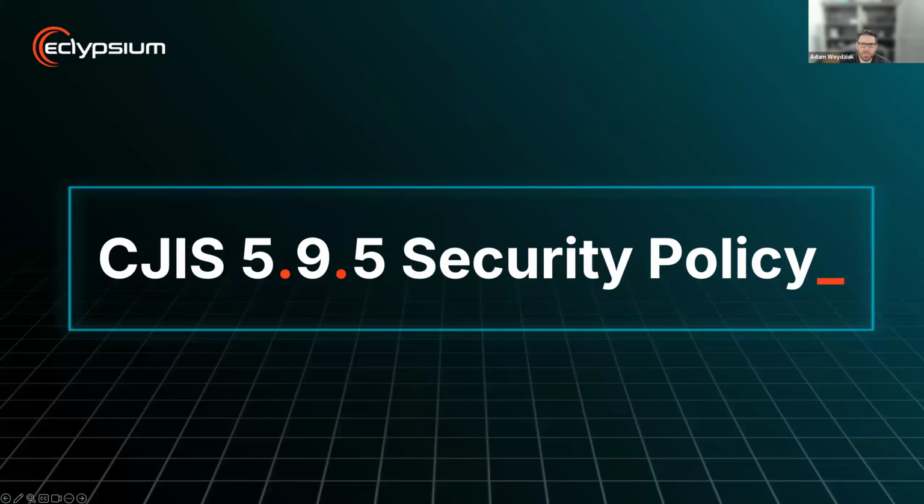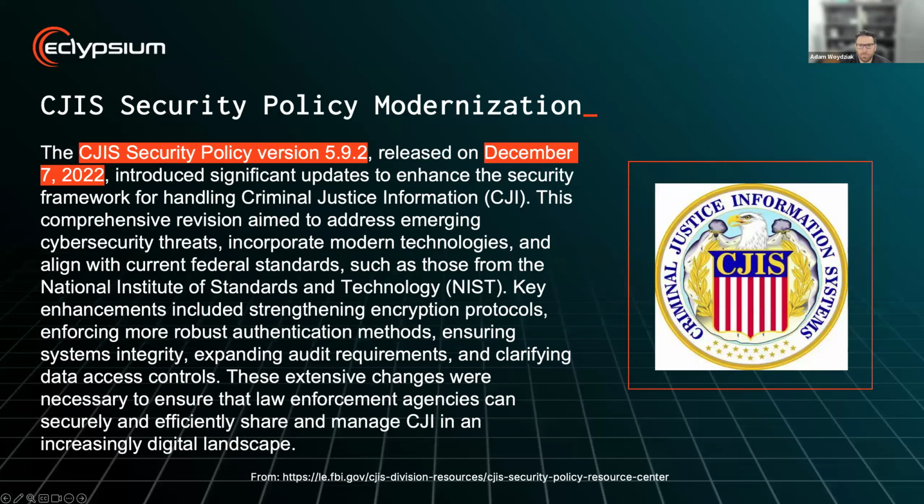So, CJIS 5.9.5 security policy. I wanted to talk about the modernization effort first. I know this has been going on for a long time, but 5.9.2 was a monumental moment. On December 7th of 2022, the CJIS policy almost doubled. I think there was about a 40% increase in the number of pages in the CJIS security policy at that release. There were some major enhancements as far as encryption standards, auditing requirements, and system integrity, and many of those kinds of things. We'll focus on a few of those today after we talk about what's new.